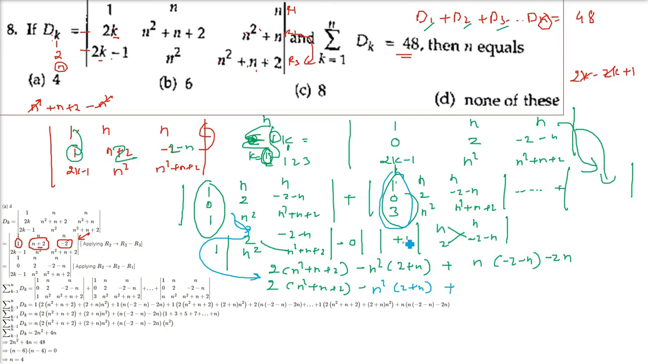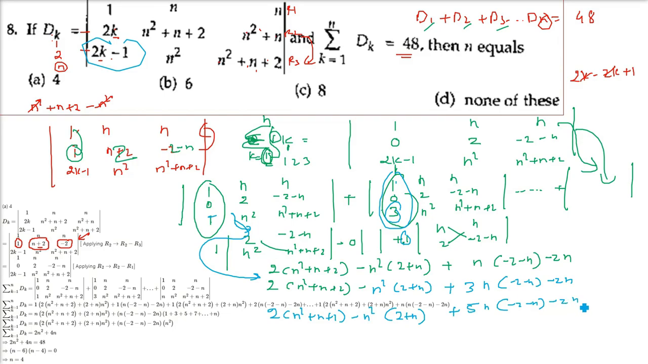Plus, now previously it was 1, and now it will be 3. 3 into this 3n, and then minus 2 minus n, and minus 2n. This will be. So 1, 3, next will be 5. 2k minus 1, if you put k as 3, 3 to the 6 minus 1 is 5. It will be 2n square plus n plus 1 plus n square 2 plus n and plus 5n. Same thing I'm writing. Minus 2 minus n and minus 2n. Now you see, this is k equals 1, this is k equals 2, this is k equals 3.